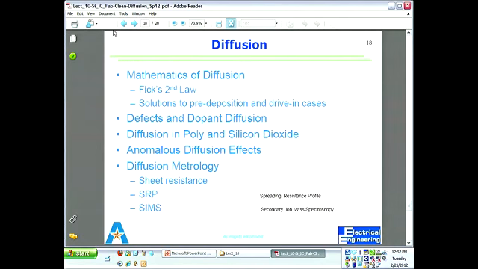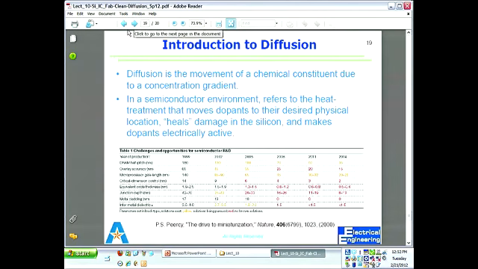So, definition and these are numbers. What do you want to be worried about? Junction depth. Okay, so diffusion. The junction is how deep we want to go.